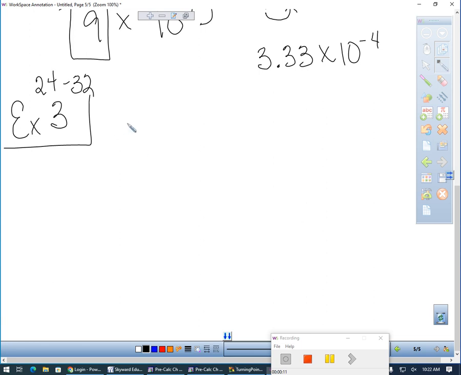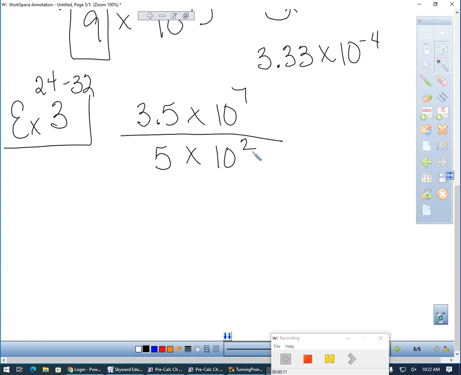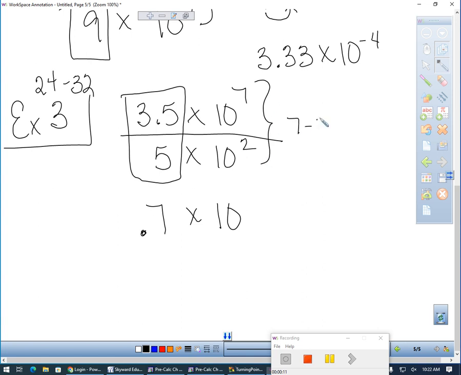All right, let's go with, how about 3.5 times 10 to the 7th divided by 5 times 10 to the 2nd. All right, very first thing we have to do is divide our coefficients. We're going to start right here. Divide your coefficients. 3.5 divided by 5. 0.7. Very good. Times. I keep my base at 10. I subtract my exponent. 7 minus 2 is 5.